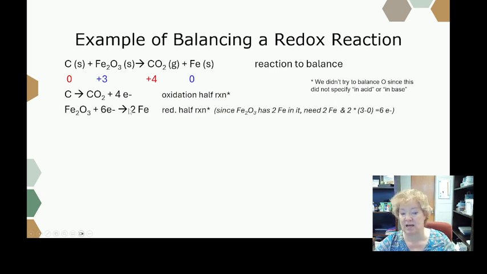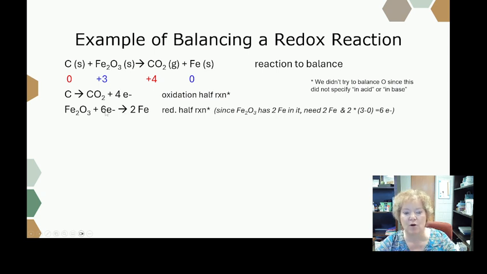Then I'm going to do the reduction half reaction. So I start with Fe2O3 on the left, Fe on the right. Since there's 2 irons, I need to have 2 Fe, so I'd have to add in that 2 because I couldn't have started with 2 irons but end up with just 1. And when I do that, I recognize that each one needs 3 electrons, but there's 2 of them, so it's a total of 6 electrons. So now I have a 4 and a 6. I have 2 balanced half reactions. And again, I didn't have to do that adding waters and hydrogen plus because it didn't say anything about acid and base.